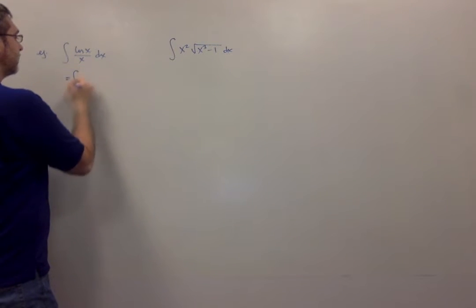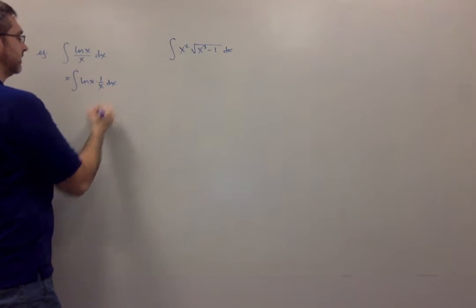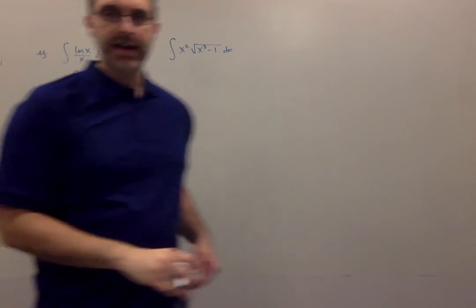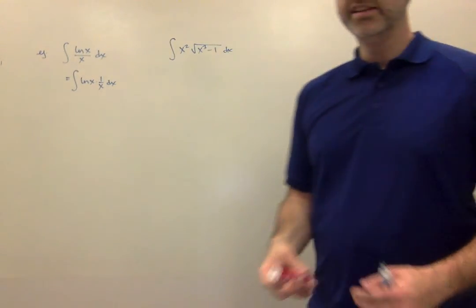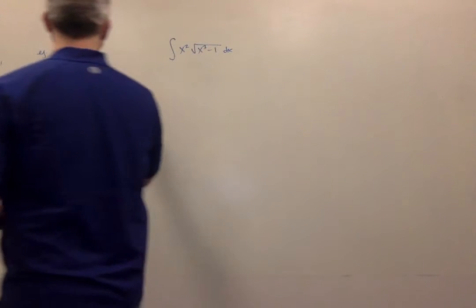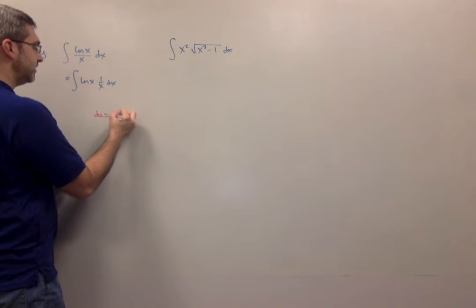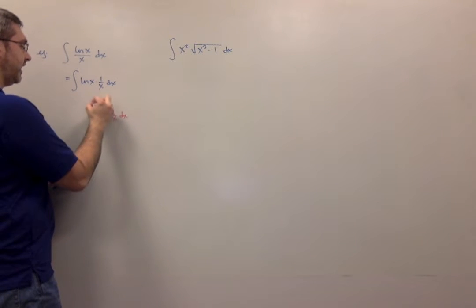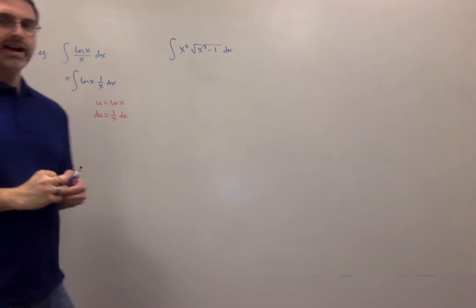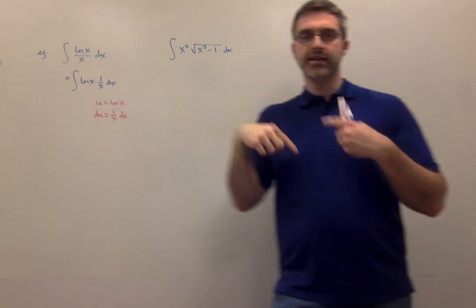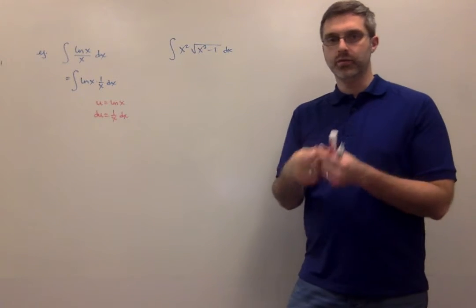Okay, if I rewrite this as natural log of x times 1 over x, then I kind of give away my hand. Notice that 1 over x is the derivative of natural log. And if you notice that, then you could start by saying, oh, if the du was 1 over x, then it came from u equals natural log. So you can sometimes backtrack to figure out what your u should be based on the derivative that you're seeing.